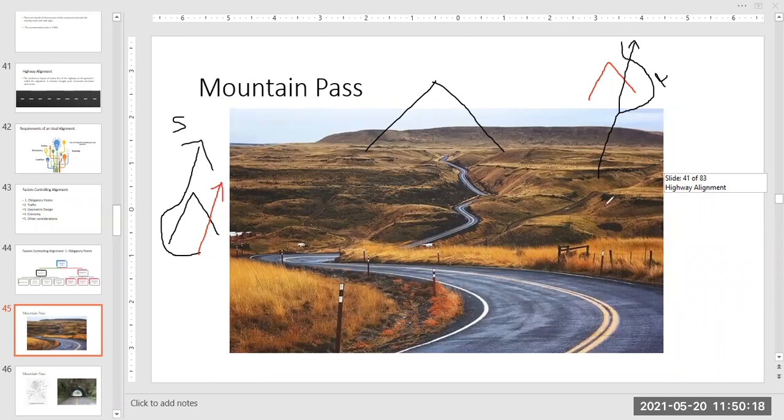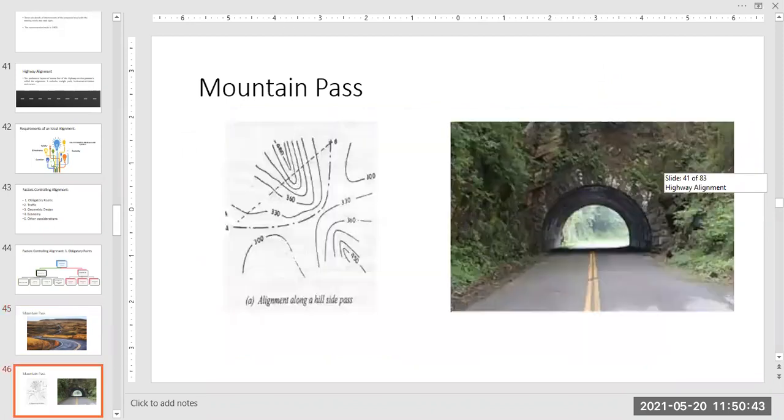Whenever we have a mountain, it is an obligation. Can we go into the mountain, guys? No, we cannot, because it's an obligation. But we will cut that obligation also. That cutting of obligation is called a positive obligatory point. So we will be cutting the mountains and putting tunnels.